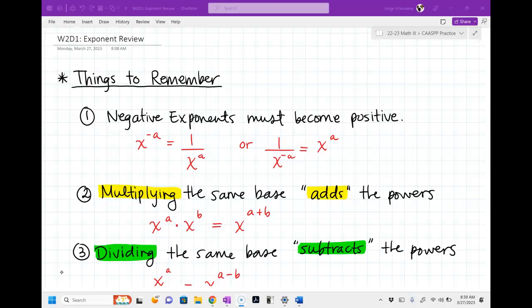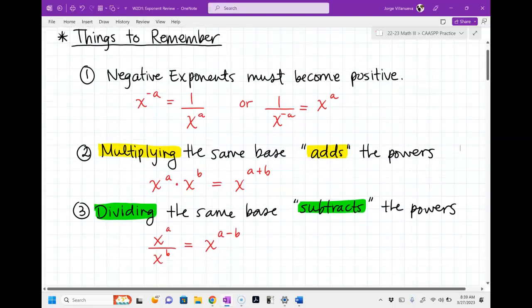If your power is negative in the numerator, change it to the denominator and make it positive. Or if it's negative in the denominator, move it up to the numerator and make it positive. That's number 1. Number 2, multiplying the same base adds powers. Okay, so x to the a times x to the b would be x to the a plus b.